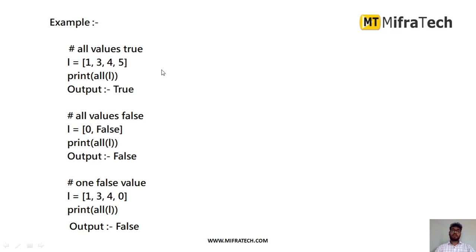So other than the 0, all the elements will be taken as true. It will check that 1, 3, 4, 5 all are true. So my final output will be true only after checking everything.